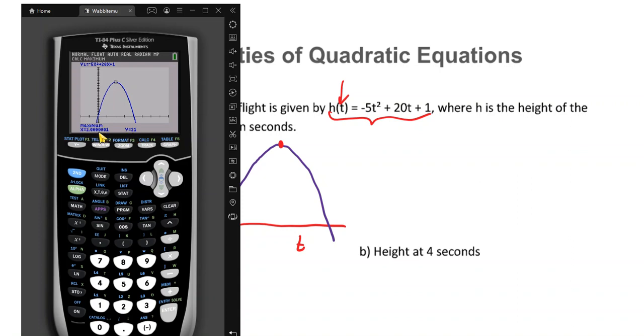Now, one little hint here. In this case, when I got 0.000001, that really is like 2 a lot of times. Sometimes in this calculator, it's really, really close, and it has to do with the way that computers make calculations. But for all intents and purposes, that is 2, right? It's very close to 2, so you just call that 2. Anyway, y is 21, so that would be our maximum height, wouldn't it?